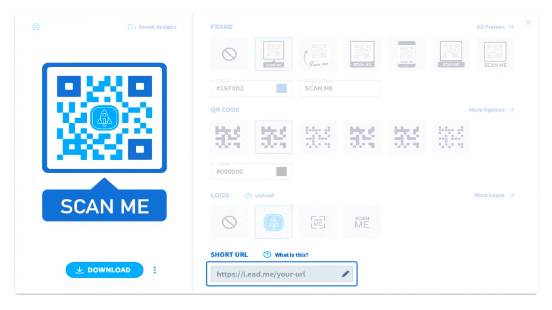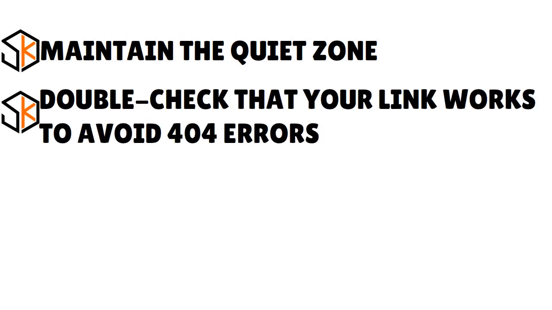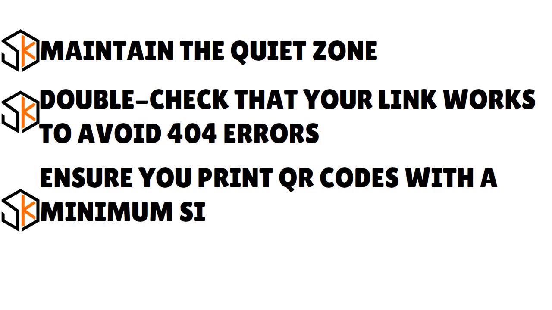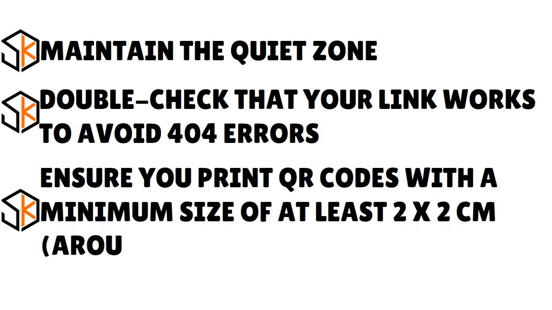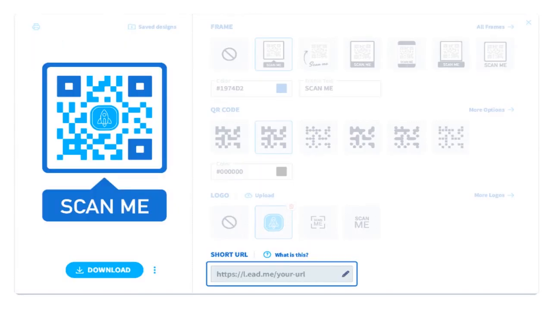But there are actually other things to keep in mind as well, such as maintaining the quiet zone, double checking that your link works to avoid 404 errors, and ensuring that you print QR codes with a minimum size of at least 2 by 2 centimeters. And 2 by 2 centimeters, that's about 0.8 by 0.8 inch. QR codes can always be scaled up, but if they're too small, they won't be readable or even scannable. So that's really important to think about.